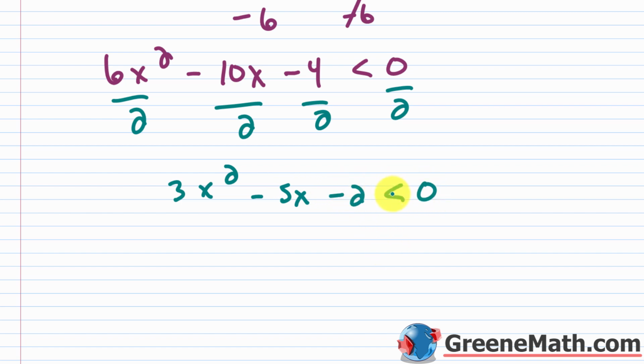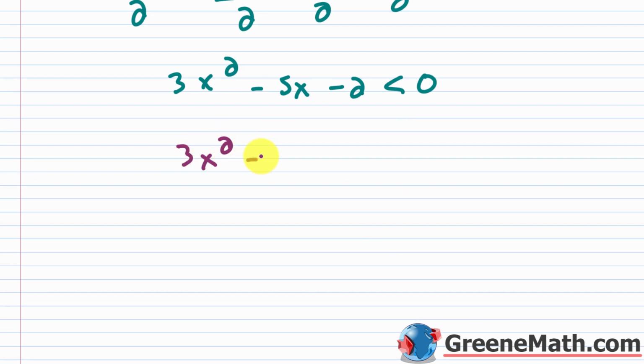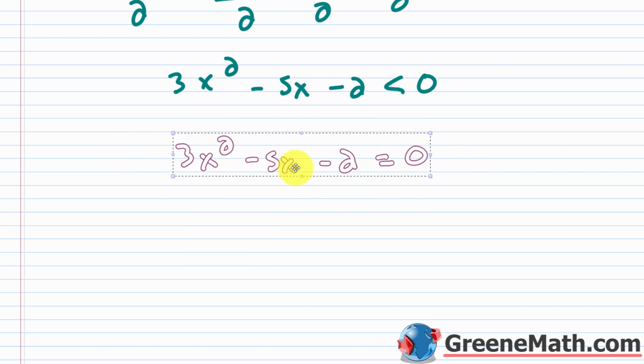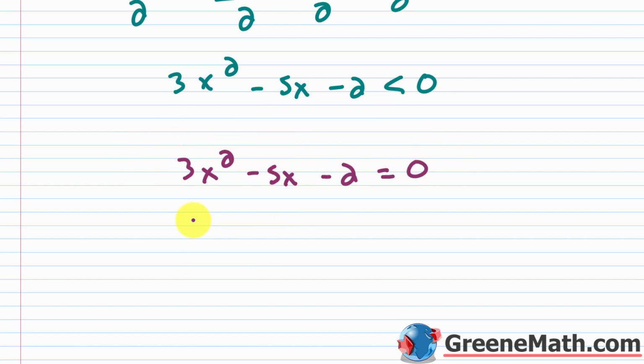Okay, so I'm going to replace this inequality symbol with an equal symbol. And so I'll basically have 3x squared minus 5x minus 2 is equal to 0. I'm going to leave a little space because I'm going to put the factored form up there in a second. So let's just try to factor this real quick.